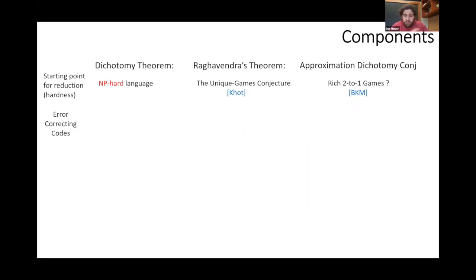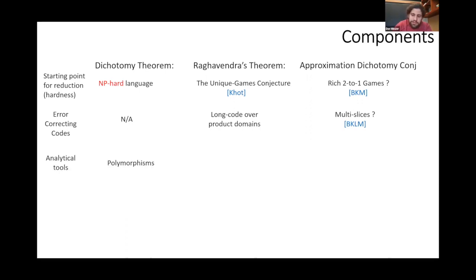The second component of all of these results is some error correcting result. Error correction arises when you want to talk about approximation problems. For the dichotomy theorem, it's not needed. For Raghavendra, you need what is called the long code over product domains. And for us, again, it's speculative, but I'm going to speculate that what you need is multi-slices. This is some analog of long codes, which is more compatible with this rich 2-to-1 games business.